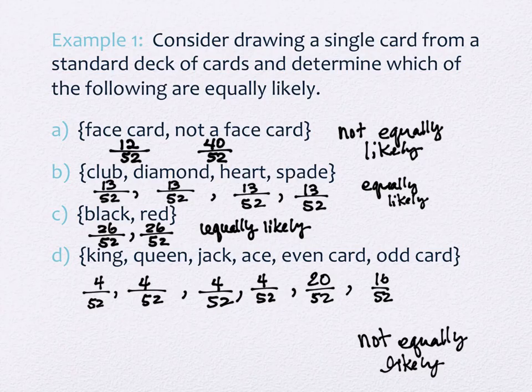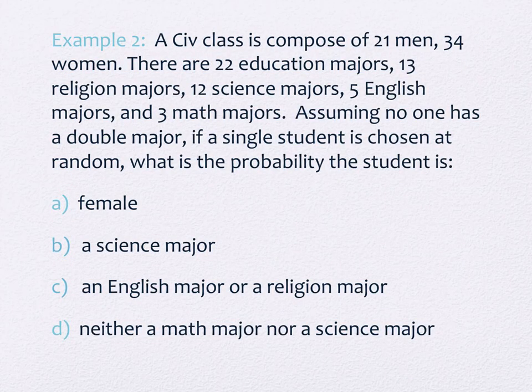Okay, you ready to try something that's not a card example? Okay, let's do this one. Civ. How many of you are in Civ this semester? Oh, it's about 30%, give or take. Okay, so some of you are. So this one is describing a Civ class. A Civ class is composed of 21 men, 34 women. There are 22 education majors, 13 religion majors, 12 science majors, 5 English majors, and 3 math majors. All these numbers are made up.